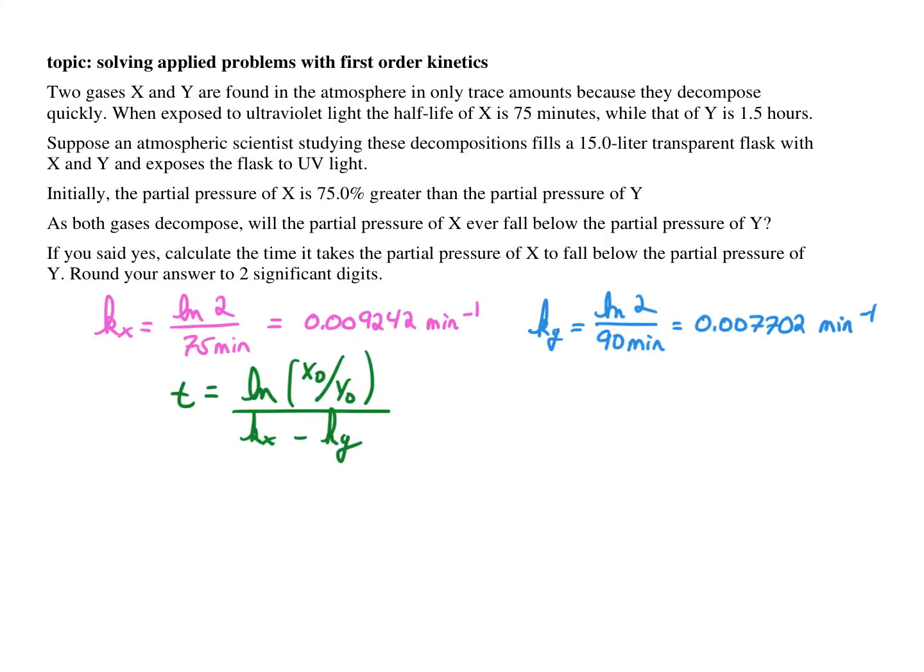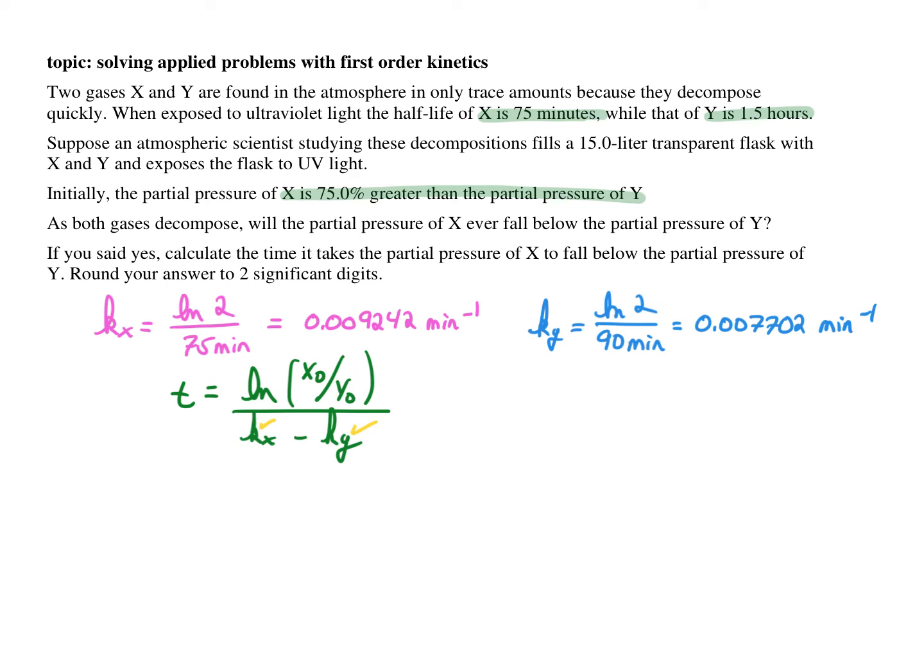All right, so I've calculated kx and ky from the half-lives. We see that the half-life of x is 75 minutes and y is 1.5 hours, so we can calculate the k. So we now have values for kx and ky. We need to find initial values for x0 and y0. Going back up to the statement of the question, we see x starts with an amount that's 75% greater than y.